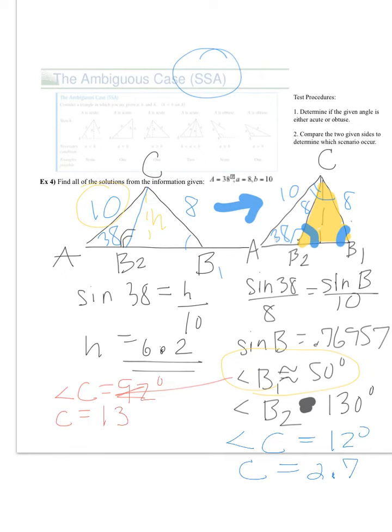So that's why we call it the ambiguous case, because just because we have SSA or ASS, we don't know what the outcome is going to be, whether we can construct two triangles, one triangle, or if it's not possible at all. So I hope that this made sense by watching the 3 videos.